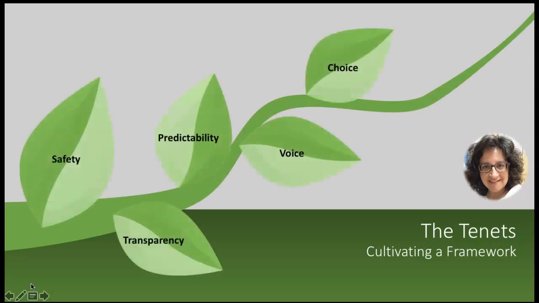So these are the 5 principles or tenets that help us define and cultivate the framework for trauma-informed care and trauma-sensitive practices. These are the 5 tenets that Pasco County Schools has embraced: safety, transparency, predictability, voice, and choice. There are a lot of other principles out there that help to underpin things, but we're going to focus on these for our webinar today.